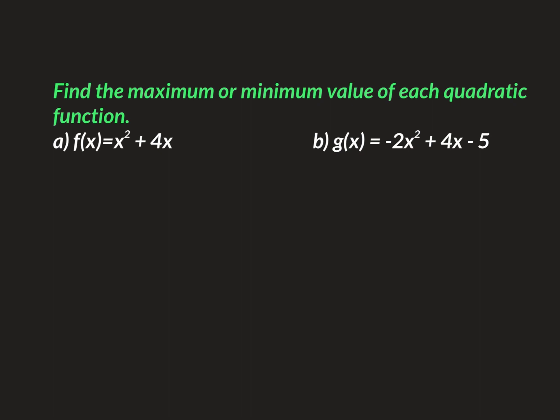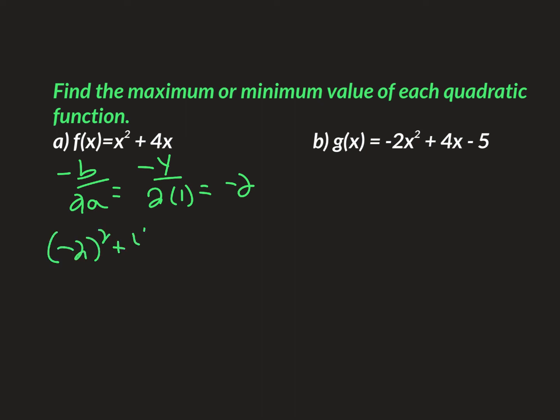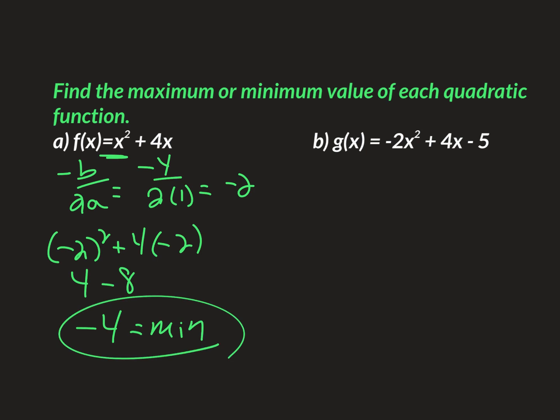So the first one right here, I'm going to do negative b over 2a. Negative b would be negative 4. A is 1 there, so I'm doing 2 times 1. That gives me negative 2. Now, that's not the value. I've got to take the negative 2 and plug it back in. So if I plug it in, I would get negative 2 squared plus 4 times negative 2. That's going to be 4. That's going to be negative 8. So that's the value. And because x squared is positive, that means it opens up, which means that's a min. So my minimum value is negative 4. That's the min.